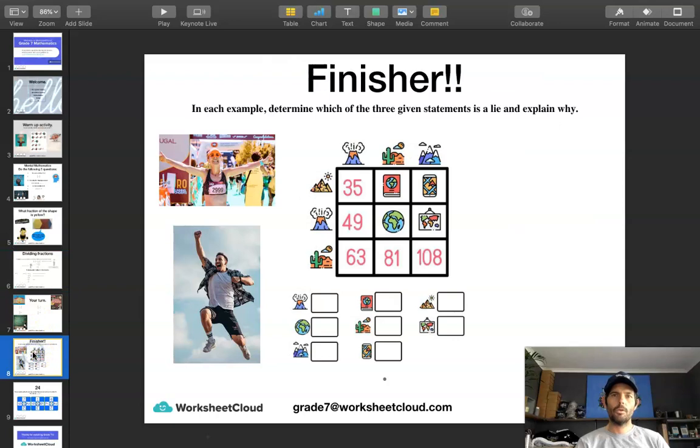Right, your finisher for today. Okay, remember it's a multiplication table. You need to tell me what the value of the volcano, the cactus, the pyramids, the world map, the globe, and the book are. Okay?